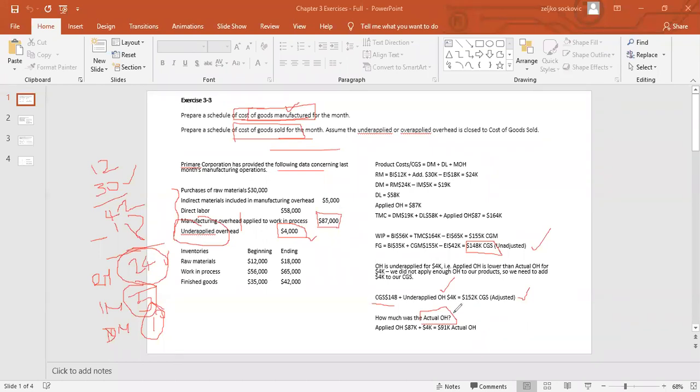And how much did we actually spend? That's what I'm asking here. What's the actual overhead? Well, we actually spent 91. How do we know? Because we know that applied is 87 and underapplied is 4. So these 5 here would be part of what? Of these 91, of actual.